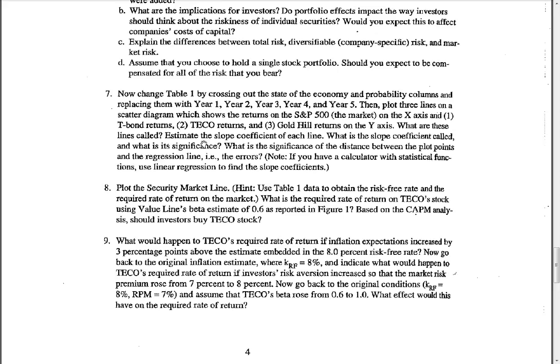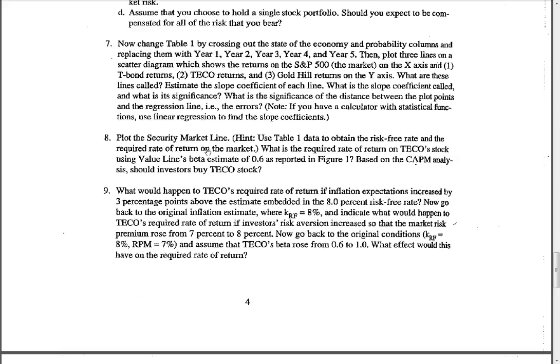So then again, make sure you answer all the questions about what are these lines called, what's the slope of each line. Make sure you state that. Don't just make me go to the graph and figure it out for myself. State the slope of this line is this, or the beta of TICO is this.